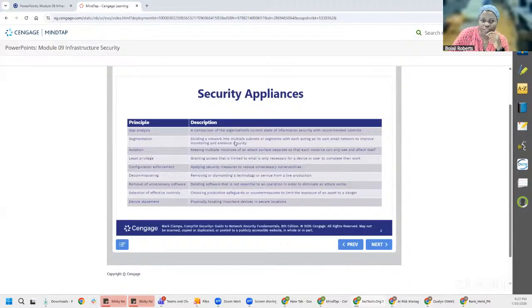A lot of the mechanisms through which these security tools operate are built into security appliances that we use within the enterprise. Some of the principles within those appliances are to do gap analysis. What do I mean by that? They are looking at the current state versus the ideal state. So some of the appliances are doing that. They're also doing segmentation, which means dividing the network into smaller networks to enhance security.